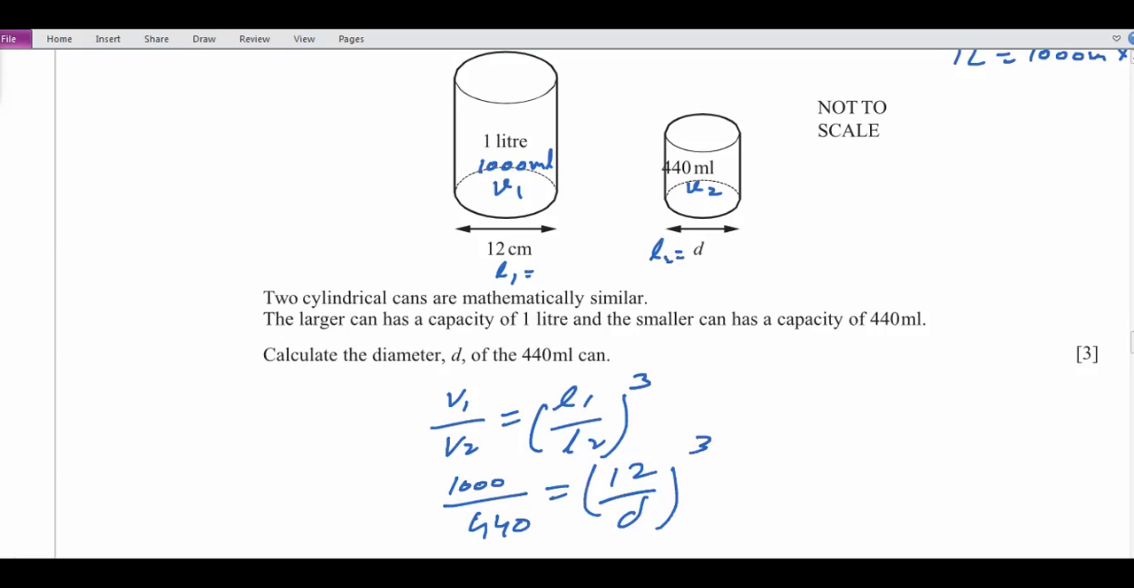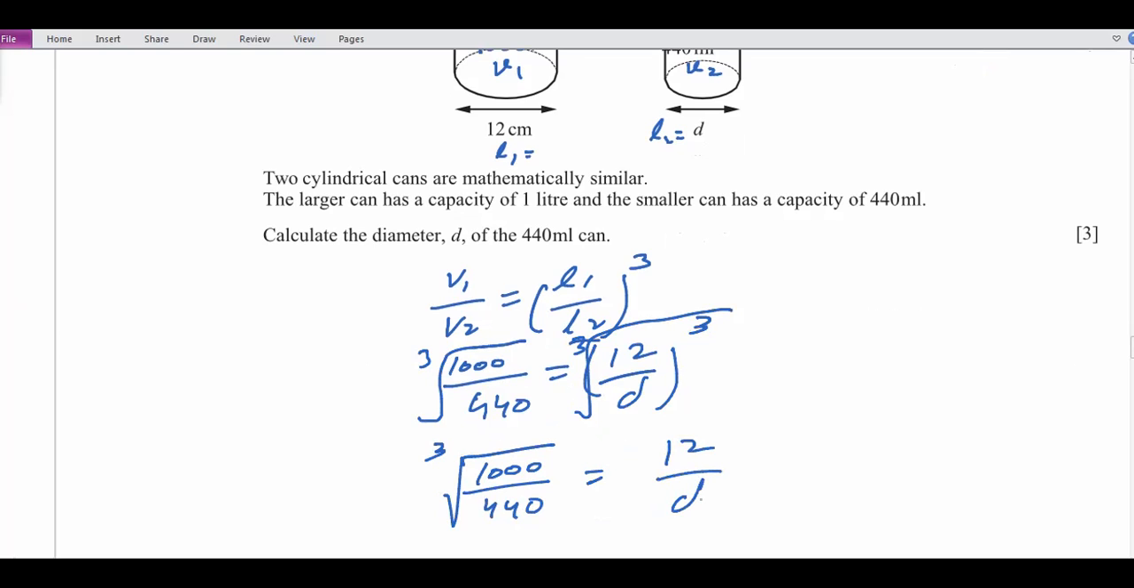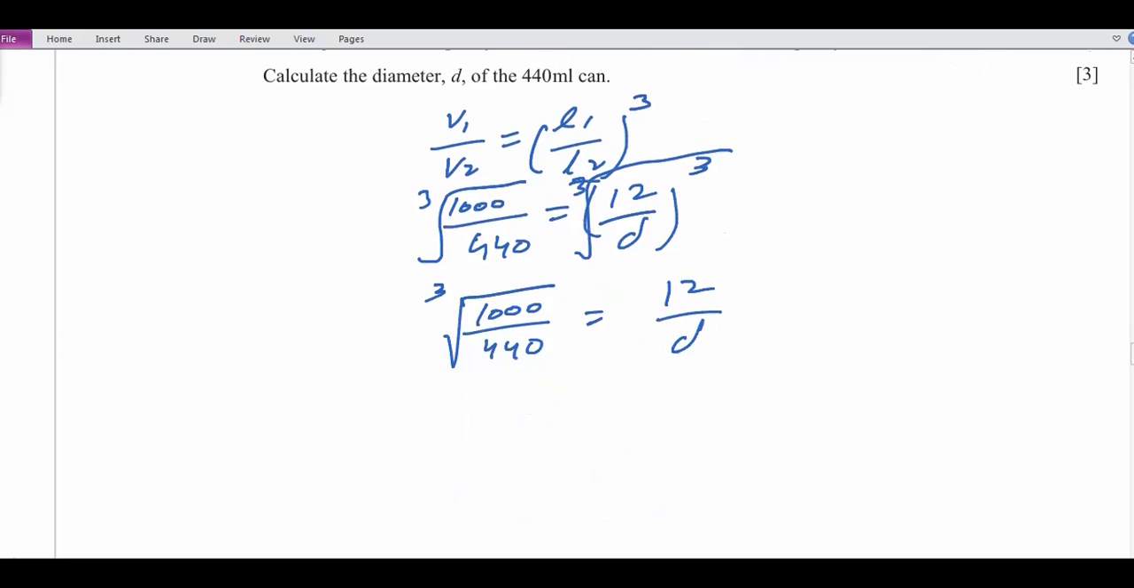Now to find D, first you need to get rid of this cube. So for that, take the cube root on both sides. Cube root on this side, cube root on this side. This will be the cube root of 1000 over 440. And this one will be cubed and the cube root will cancel, so 12 over D. So take D to the other side and bring this whole to this side. So D will be equal to 12 over the cube root of 1000 over 440.